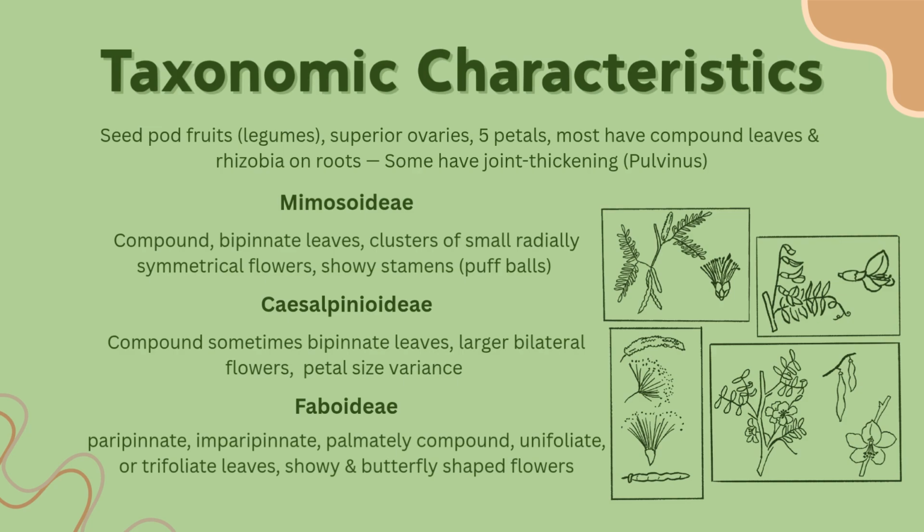Next is the Faboideae that has the largest range of flowers and of leaf types. For leaf types, there is parapinnate and imparipinnate, palmately compound, unifoliate, or trifoliate leaves. The flowers are on a raceme or a connecting stem that are colorful and butterfly-shaped. The top of the flower has a petal called the banner, 2 side petals called the wings, and 2 bottom petals that are fused called the keel. The keel holds the pistil and the stamens.